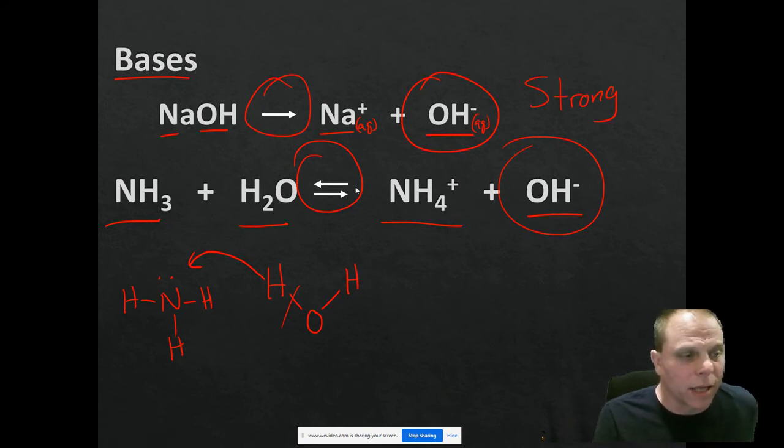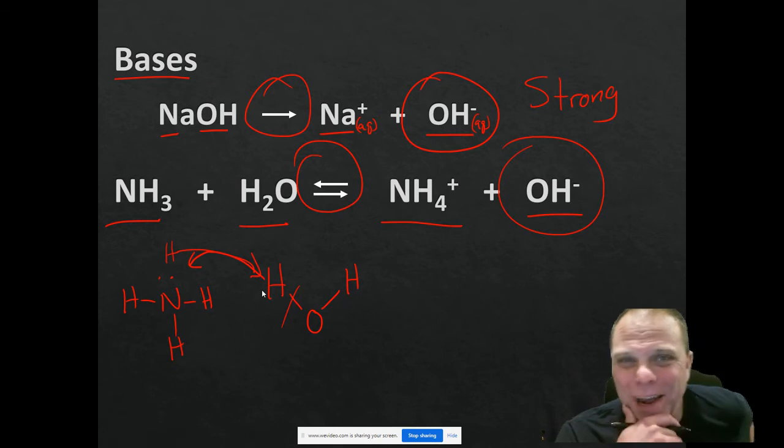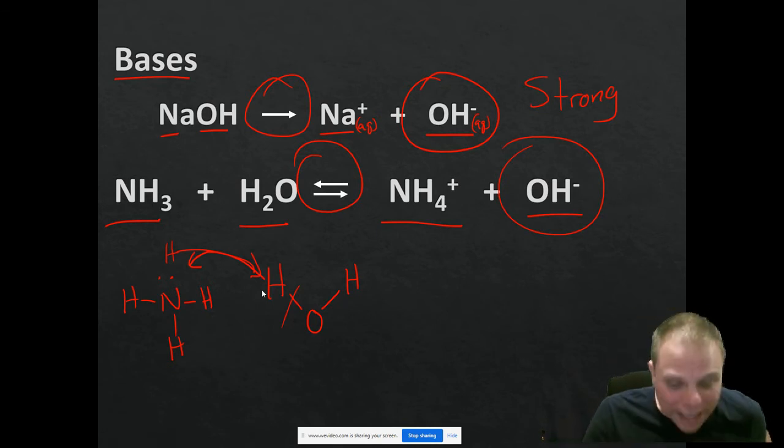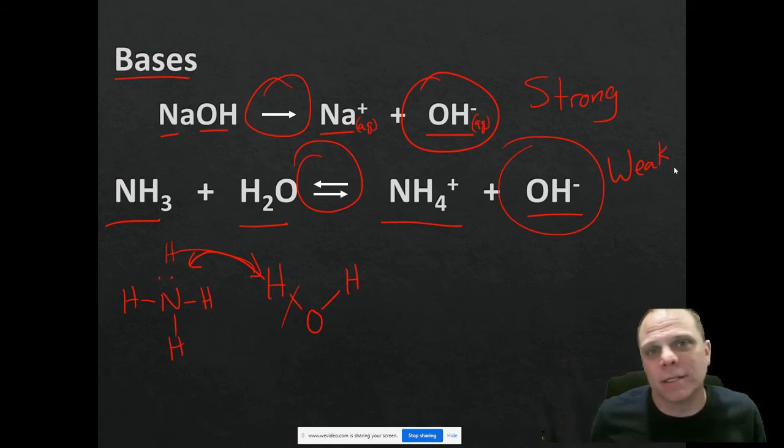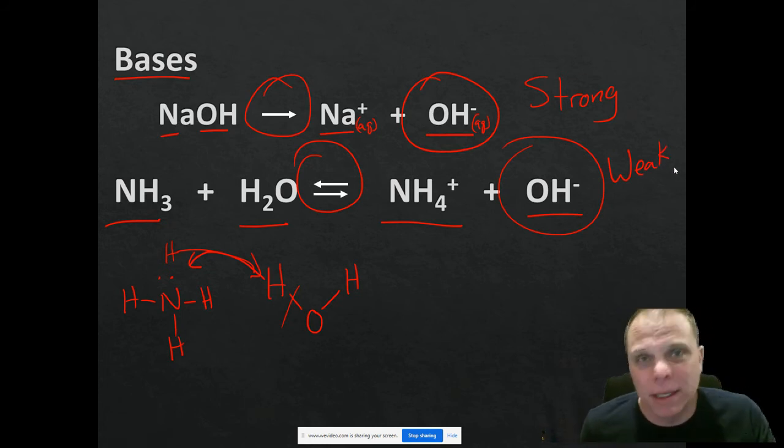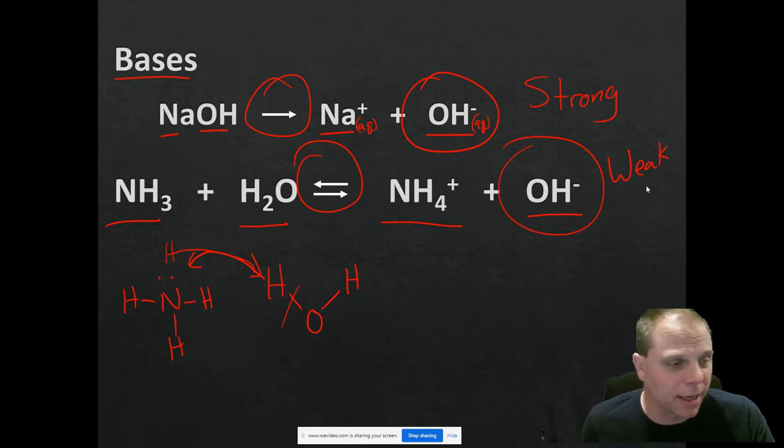And you'll notice that the arrows, again, are going in both directions. Every once in a while, that hydrogen will come back off of that and come back over here and join back up with the water. So this is a weak base because not all of the ammonia is coming apart and forming hydroxide ions.